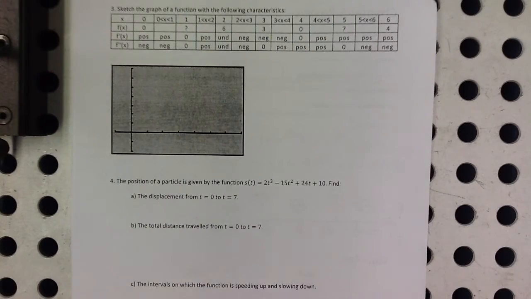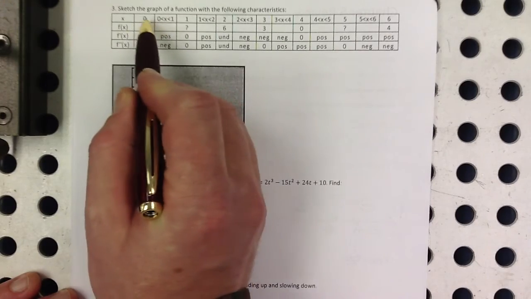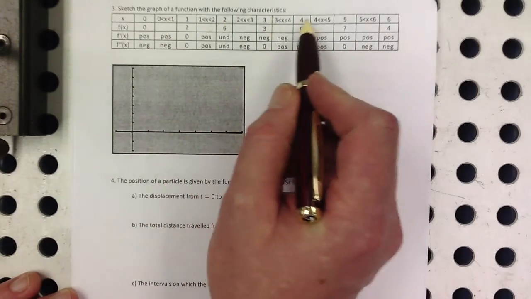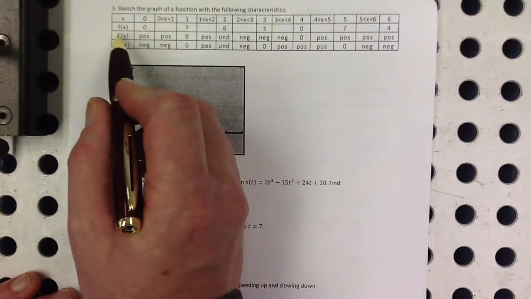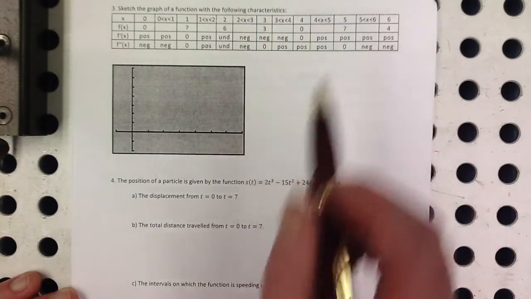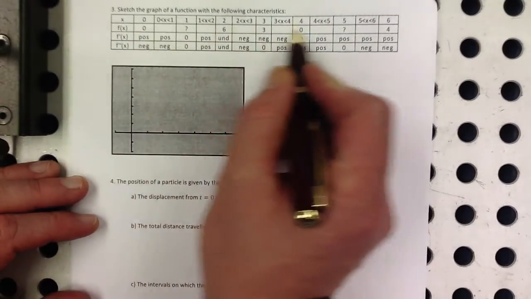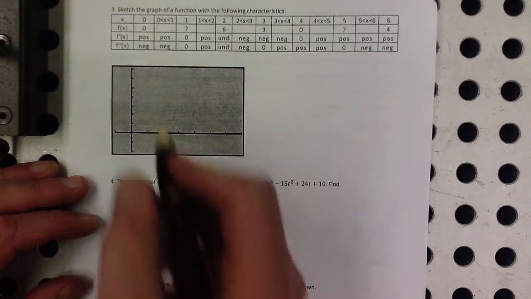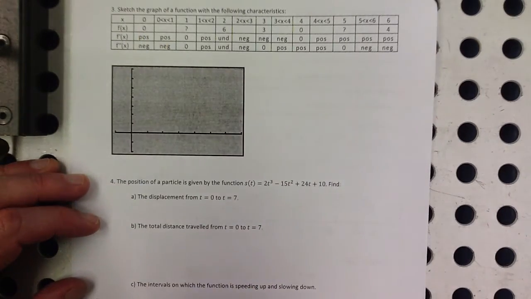All right, so here's a table with a whole bunch of stuff. I've got some x values at 0, 1, 2, 3, 4, 5, 6. I've got a couple of points here that I could plot, and then I have information about derivatives, and I have information about concavity. And we want to try to make some kind of sketch of this. So let's go ahead and start by plotting the points that we have.